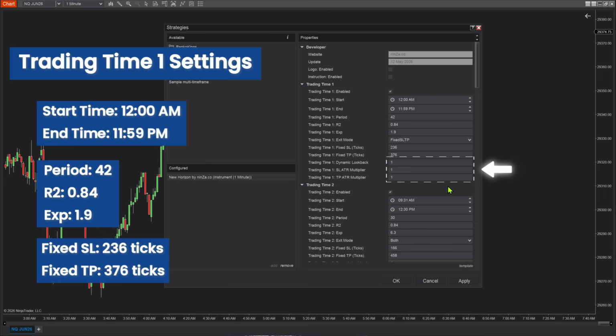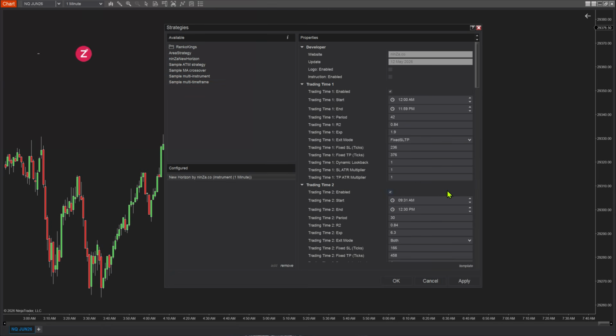For this template, leave dynamic lookback, stop loss ATR multiplier, and take profit ATR multiplier all set to 1. Since the exit mode is currently using fixed stop loss take profit, the stop loss and take profit levels remain fixed based on the values above. So those ATR-related settings will not affect execution in this configuration. In this template, we only use trading time 1. Therefore, trading time 2 and trading time 3 should be disabled.